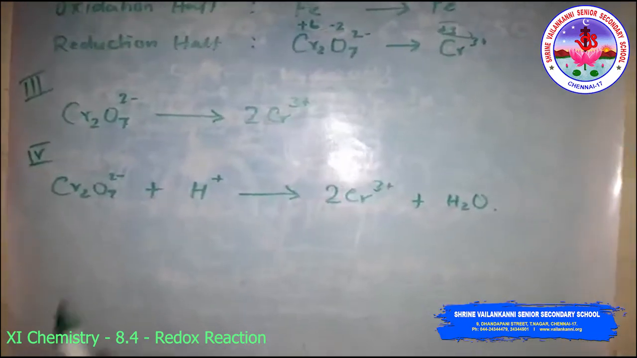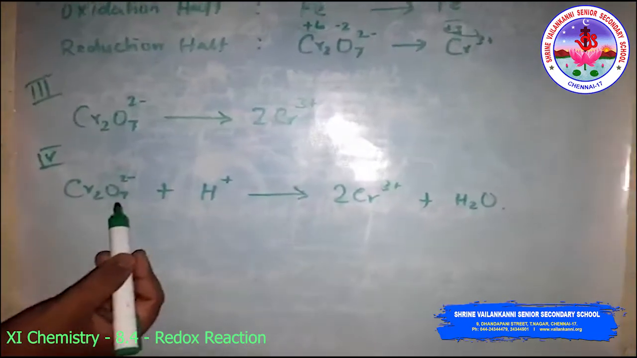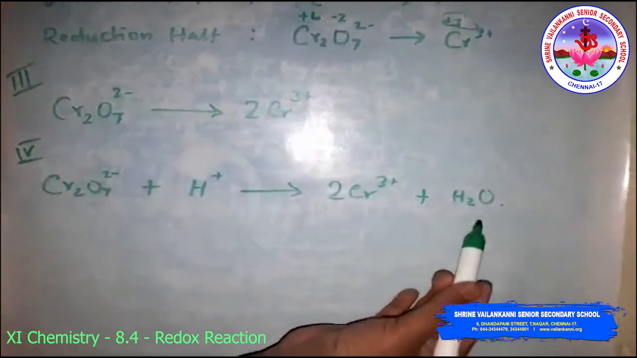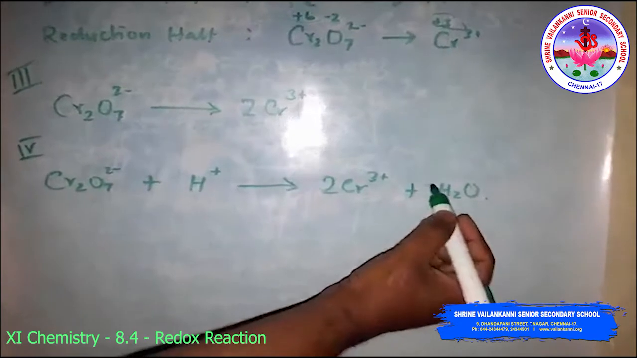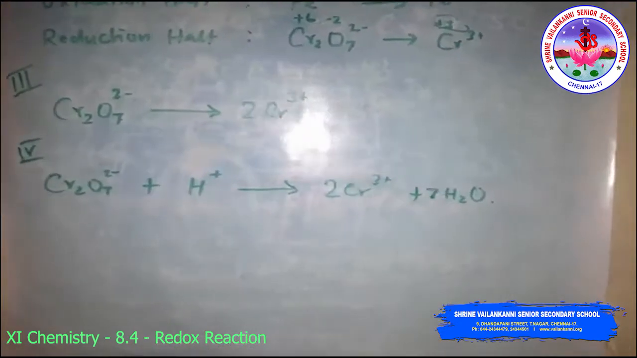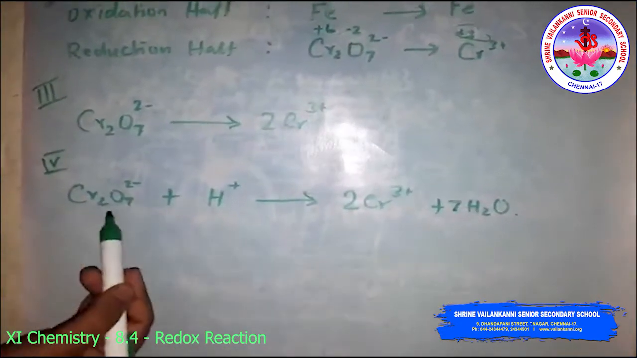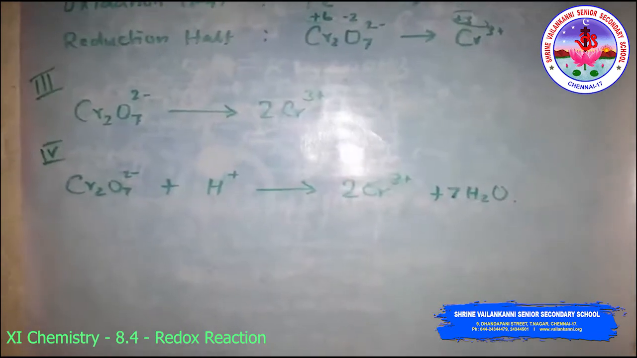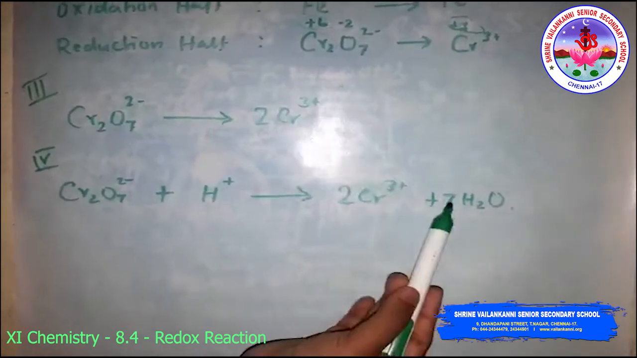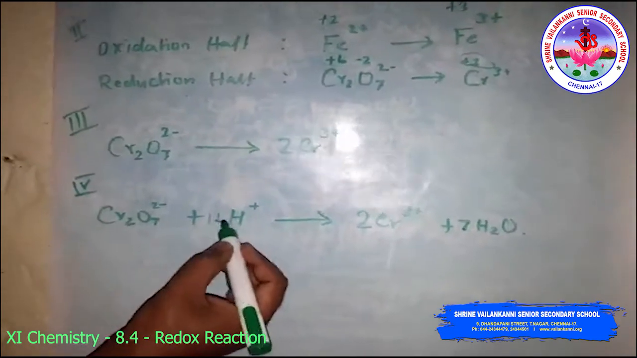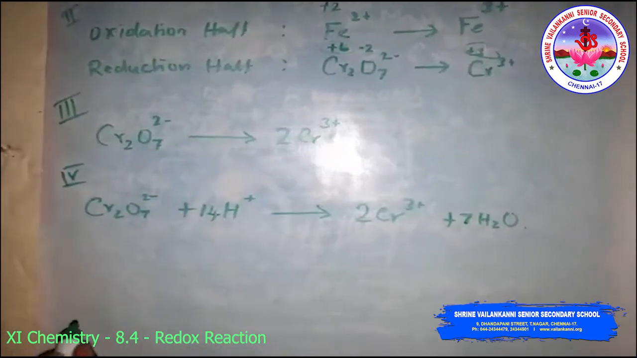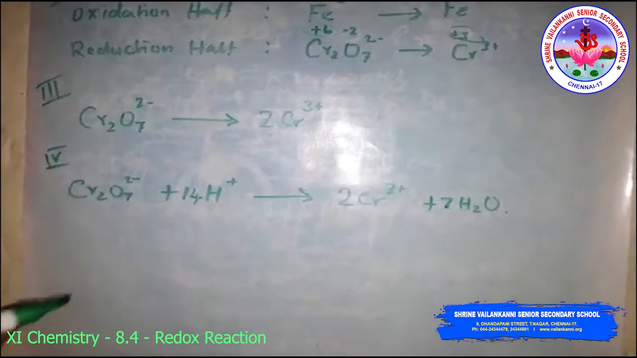How many oxygens are there on the left hand side? 7. On the right hand side there is only 1. So multiply by 7. Okay. So 7 oxygens on the left hand side, 7 oxygens on the right hand side. Then H plus. Here 14 H's are there. Here only 1 H. So multiply by 14. So 14 H plus. Now the oxygen and hydrogen are balanced.